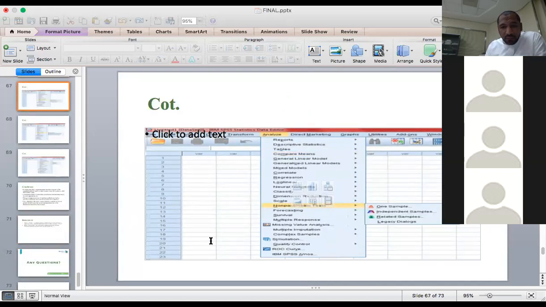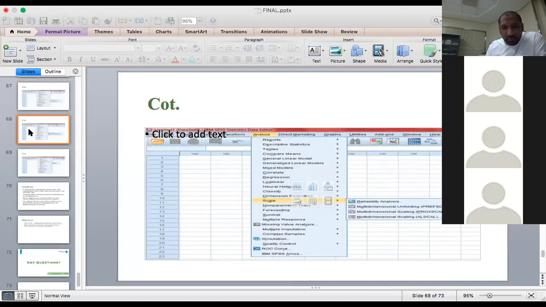And then we do have the non-parametric methods, or the non-parametric tests. We have one sample, independent samples, or related samples, or legacy dialogs. Here you go.